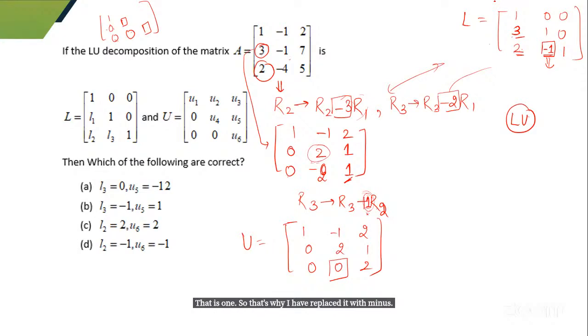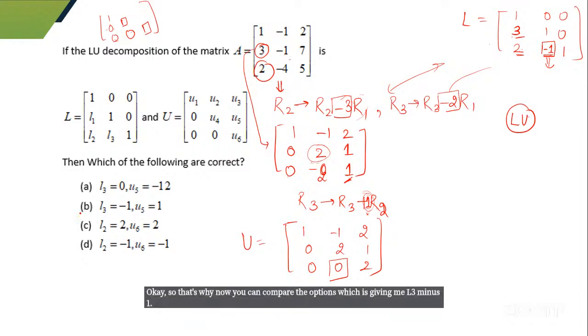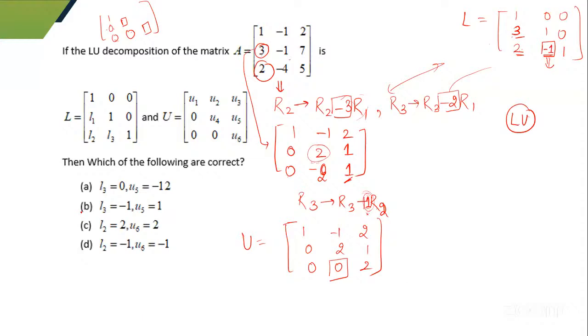Okay, so that's why. Now you can compare the options. Which one is giving me L3 as minus 1? And U5 is 1. I think B is correct. And if I look at C, L2 is 2 and U6 is 2. So C is also correct. So that means B and C are my correct options.